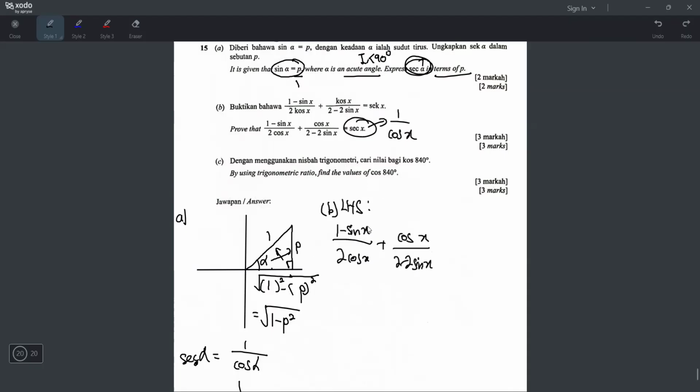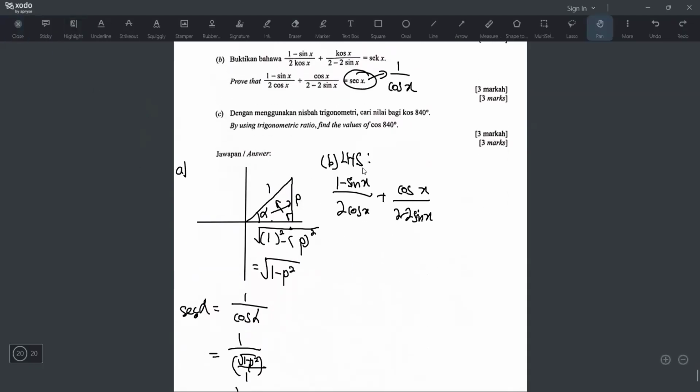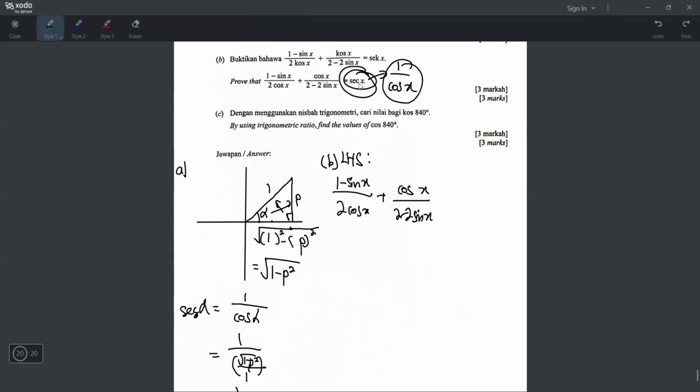Okay, now I will focus on trying to change this so that it becomes 1 over cos x, or sec x. Oh, and by the way, sec x can only change to 1 over cos x. You cannot apply basic identity because there's no square here and there's no double angle formula here.